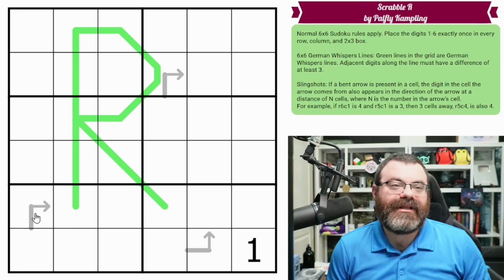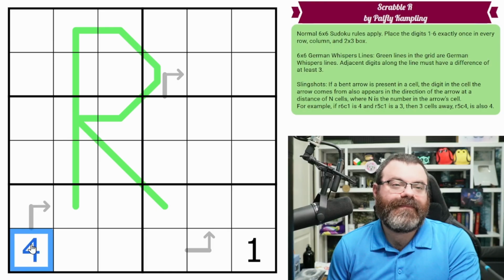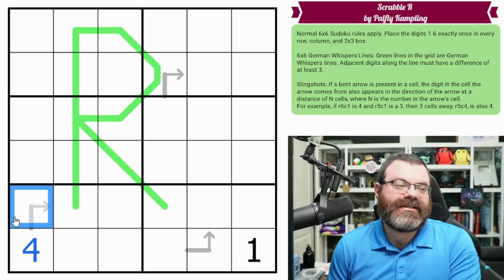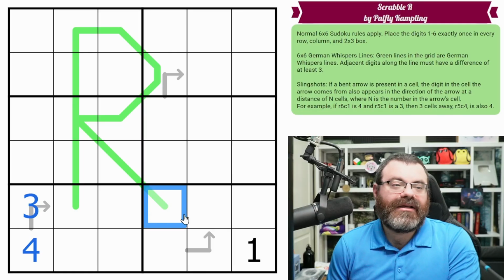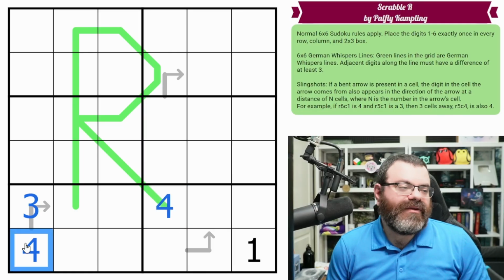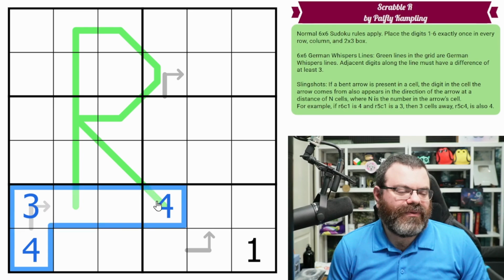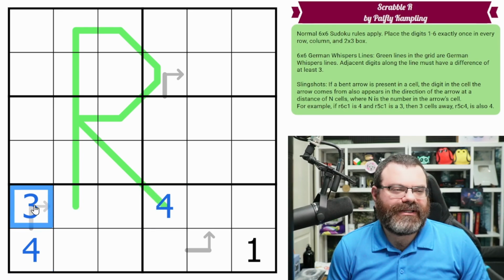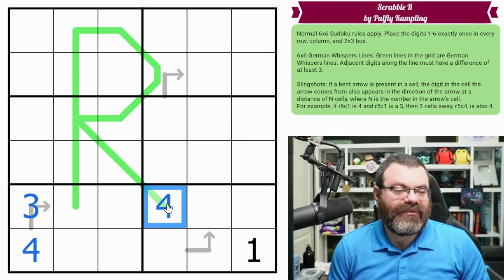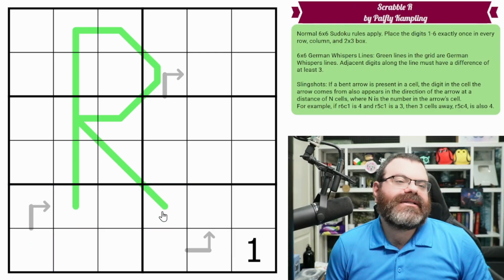So let's go through an example. If row 6 column 1 is a 4 and row 5 column 1 is a 3, then 3 cells away, 1, 2, 3, at row 5 column 4, that will also be a 4. So it reads the digit that the arrow is coming from. It's coming from this digit, and it's slingshotting it this way around the corner. And this is how much it moves it. And so 3 would be 1, 2, 3, right? And that places this digit also there. All right, and that's it.